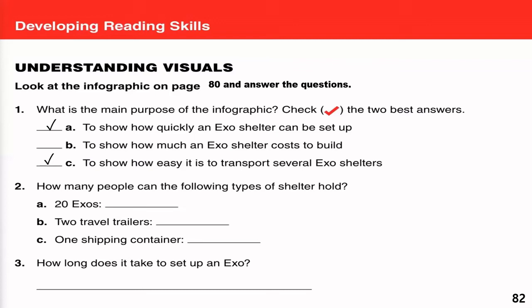All right, how many people can the following type of shelter hold? Again, you were looking at the images, infographic, so graphics. 20 exos, 80 people. 2 travel trailers, 8. 1 shipping container, 6. And how long does it take to set up an exo? About 2 minutes or less. All right, whatever you need to do, 5 seconds.